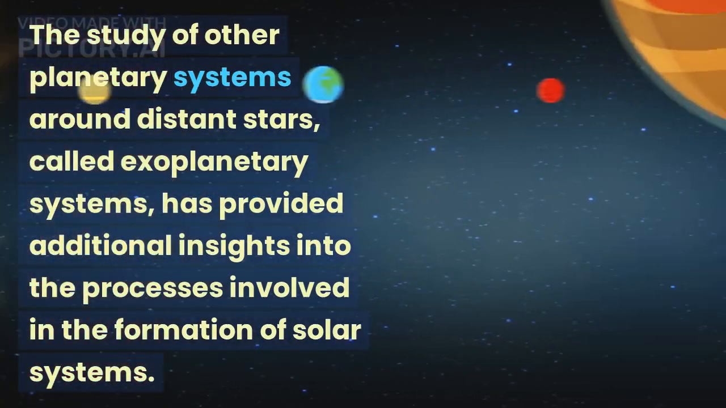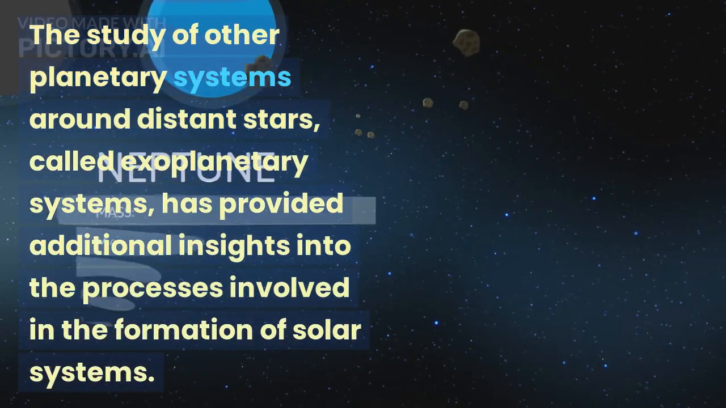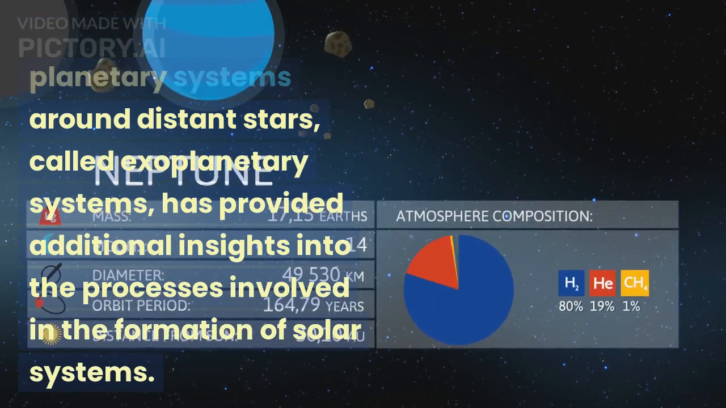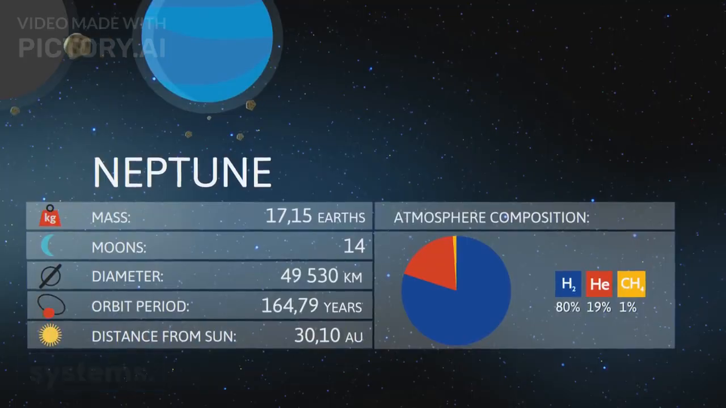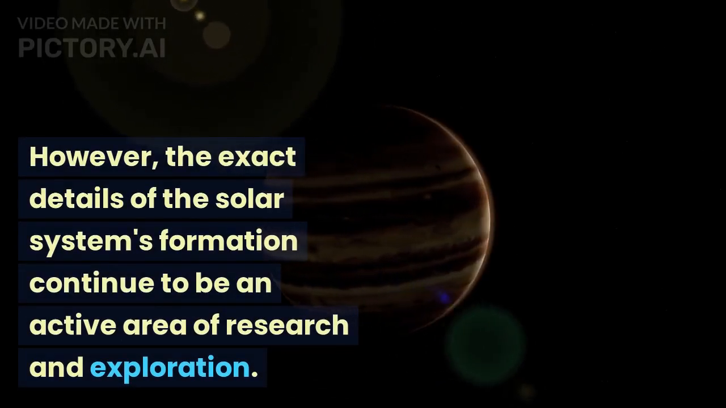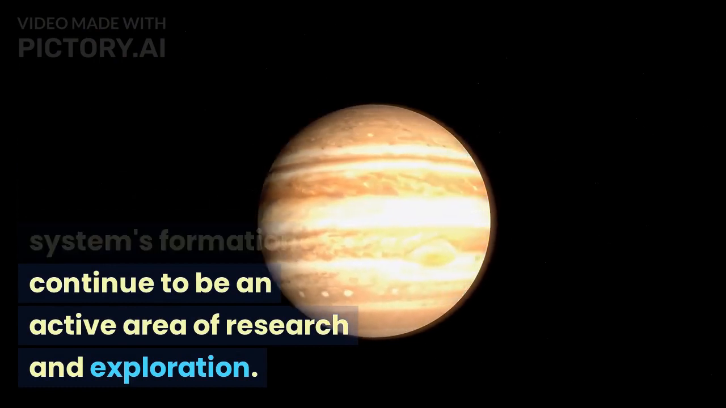The study of other planetary systems around distant stars, called exoplanetary systems, has provided additional insights into the processes involved in the formation of solar systems. However, the exact details of the solar system's formation continue to be an active area of research and exploration.